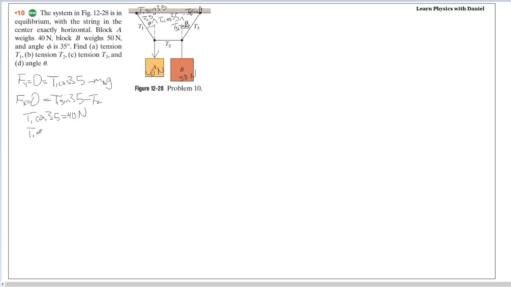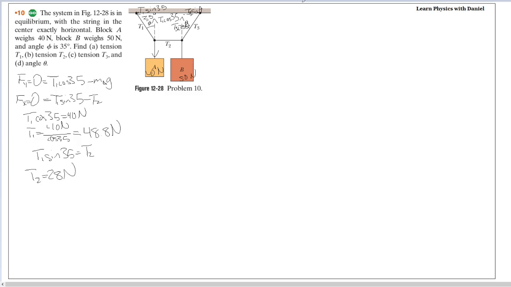So then T1 equals 40 newtons over cosine 35, which is, if we plug that into a calculator, this will end up being 48.8 newtons. So now that we have our value of T1, we can then solve for T2. So we have T1 sine 35 equals T2. So we have 48.8 times sine 35. So now we know that T2 is 28 newtons if we plug that into your calculator.